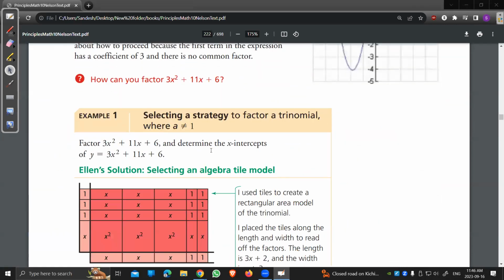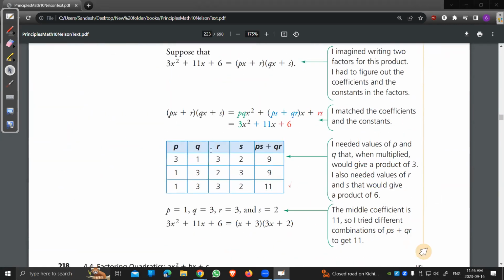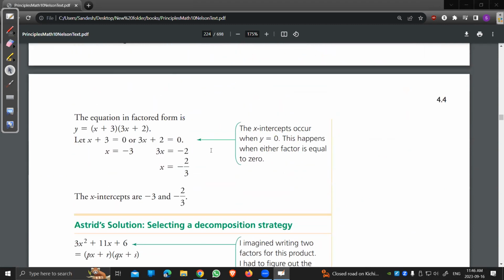Most of these are whatever we've been doing all this time, nothing complicated. Multiplies to 18, adds up to 11. What are the numbers here? Multiplies to 18, right? Now you have to start considering the 3 here. Multiplies to 18, adds up to 11. What are the numbers? 9 and 2. 9 and 2.